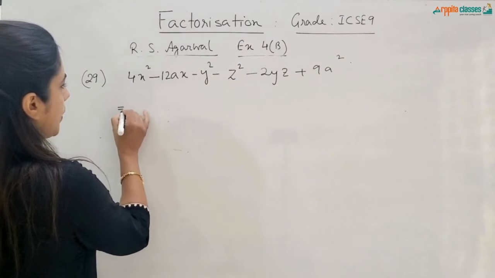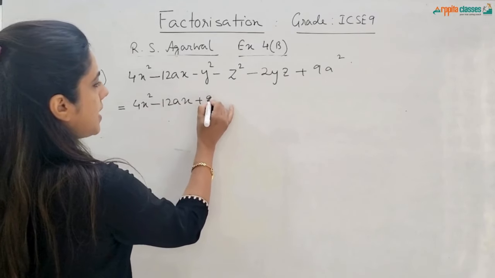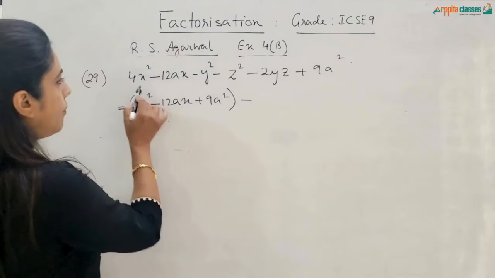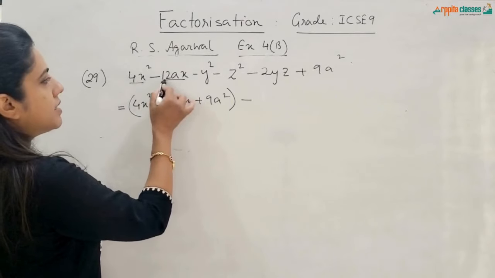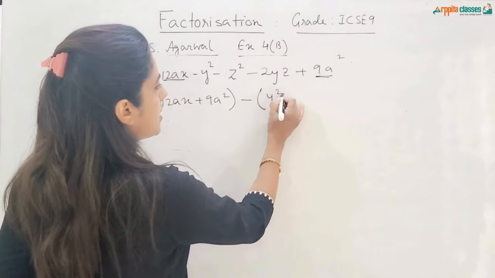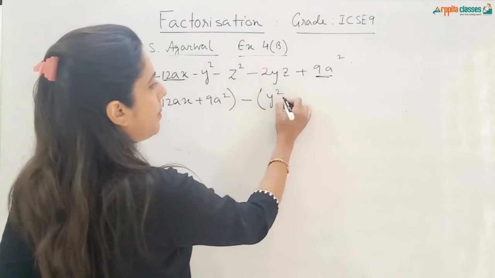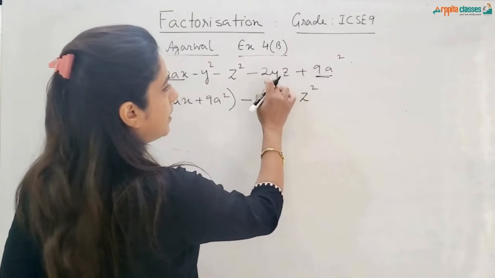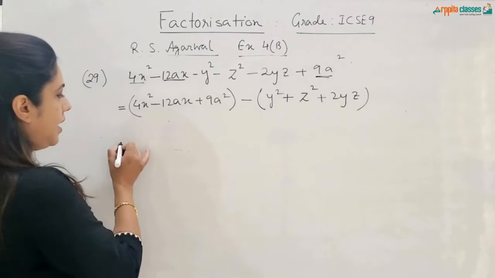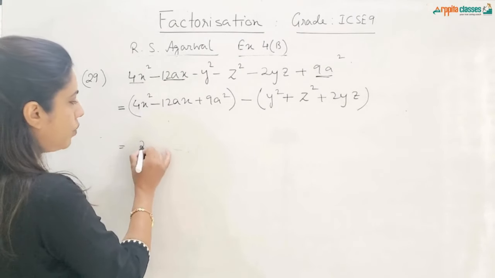Here also I'll group it. I'll take 4x square minus 12ax plus 9a square together, and then I'll take a minus sign. See what I've taken, this and this I've taken together. So now I'm going to take y square. Since I've taken a minus sign common, the sign changes, y square. Now this will be plus z square and this will be plus 2yz. Okay. Now see here, I'll try to make it a perfect square. So 4x square, whose square it is?